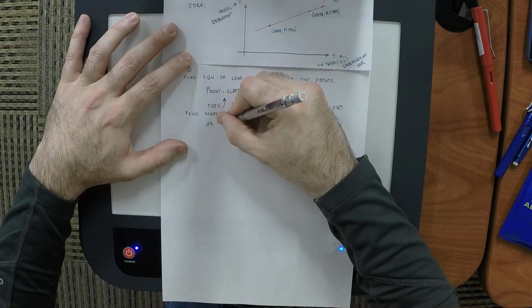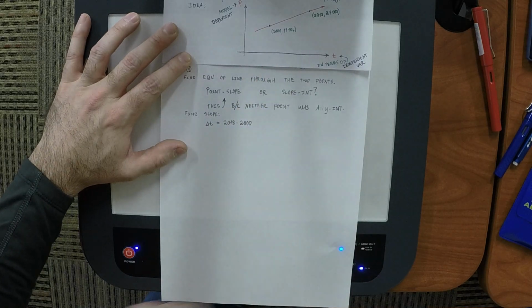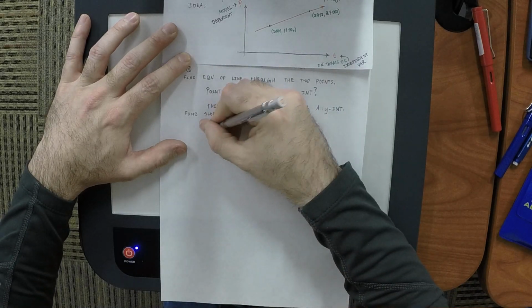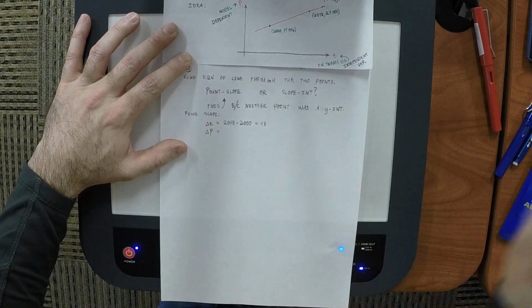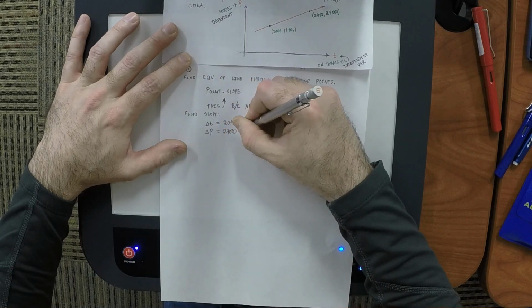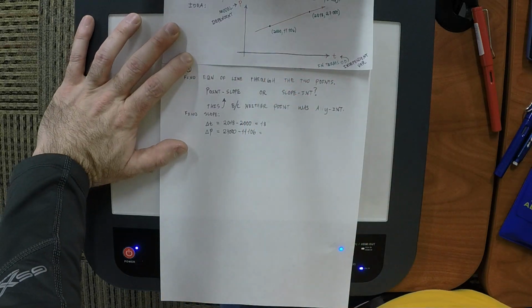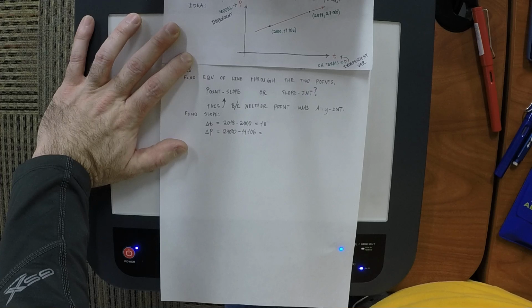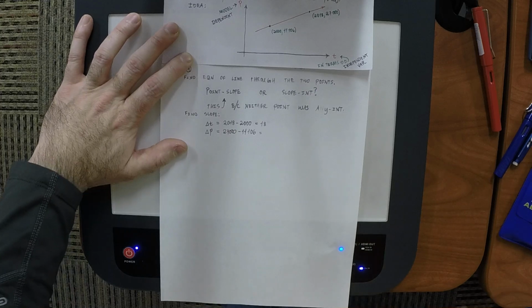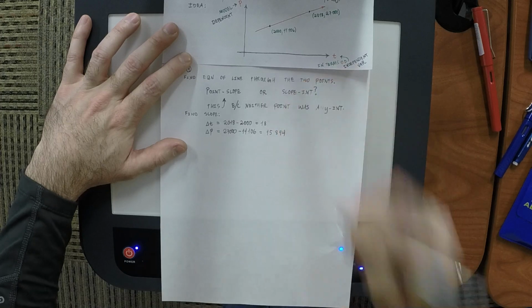Delta t would be 2018 minus 2000, which is 18. And delta p would be what? Right, 27,000 minus 11,106. 27,000 minus 11,106 is 15,894.